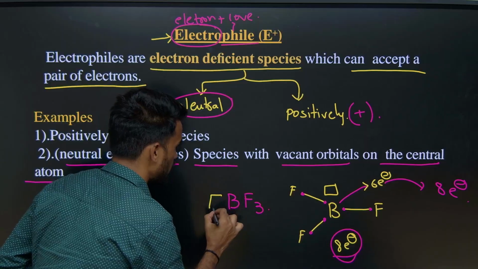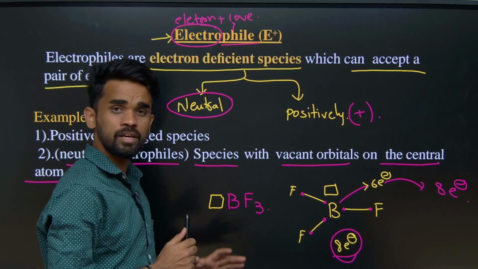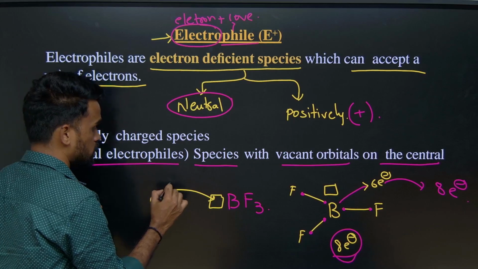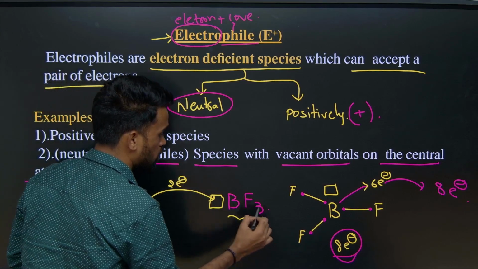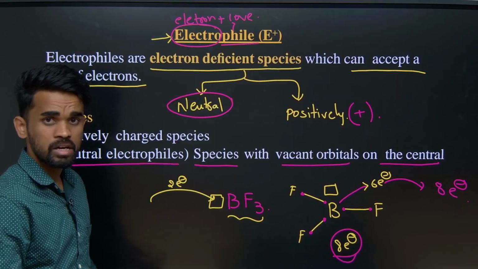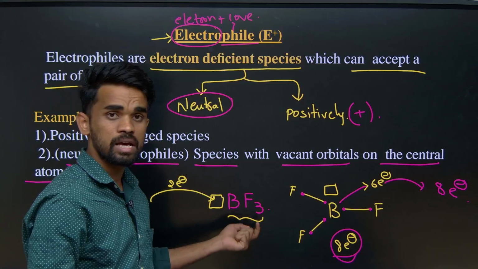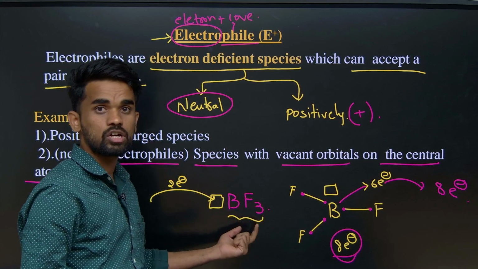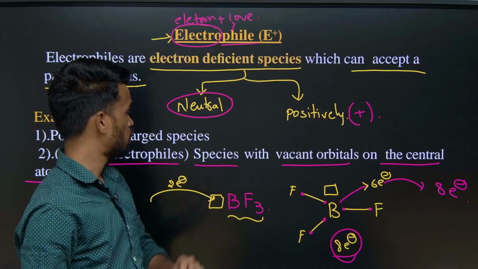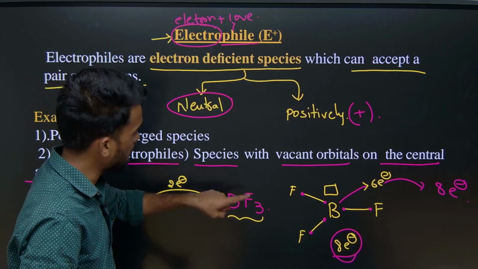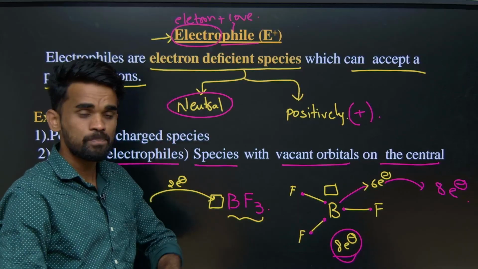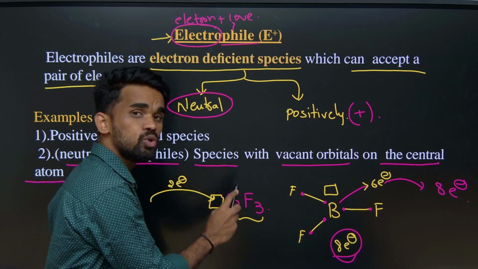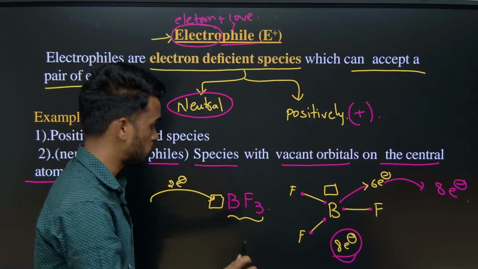Here we have one empty orbital on the boron of BF3. If any compound or species gives 2 electrons to this empty orbital, the BF3 molecule will accept them. That is why we consider the BF3 molecule electron deficient. Since it accepts 2 electrons, we can say this is an electrophile, an electron deficient species. Is there any charge on this BF3? No, it is just a neutral molecule. Therefore, we can say this is a neutral electrophile.